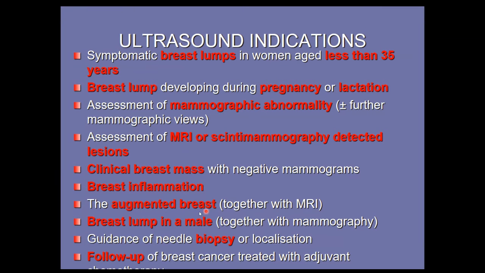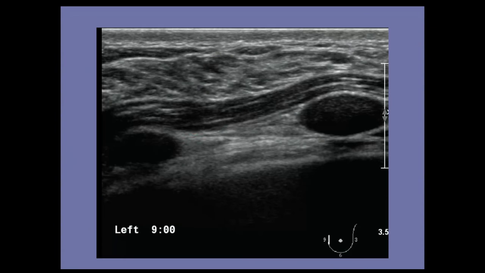In case of augmented breast, if there is a breast implant, a silicone breast implant, again in those cases we do not perform mammogram. We can do ultrasound or MRI. Breast lump in a male, guidance of needle biopsy or localization. As I have told you, the best modality will be ultrasound to locate the mass and we can perform the biopsy. Follow-up of breast cancer treated with chemotherapy.